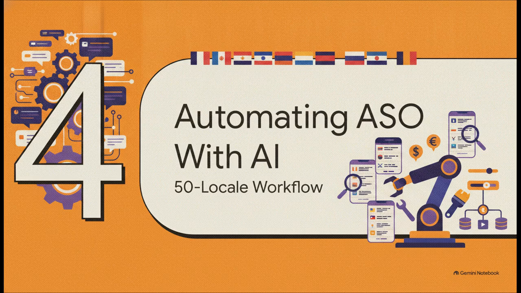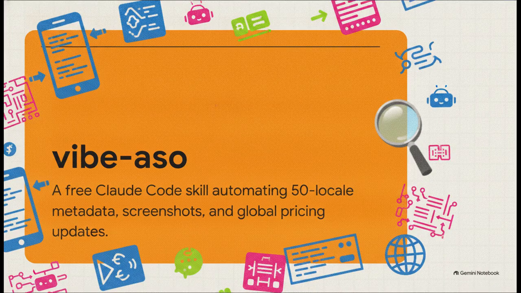Because here is the harsh reality. Trying to manually localize your metadata, render all those screenshots, dig through in-app UI strings, and adjust pricing for 50 different countries, that is practically impossible if you're a solo developer. But enter ASO. This is an absolutely incredible, totally free, open-source tool over on GitHub. Think of it as having an entire marketing team just running on autopilot.